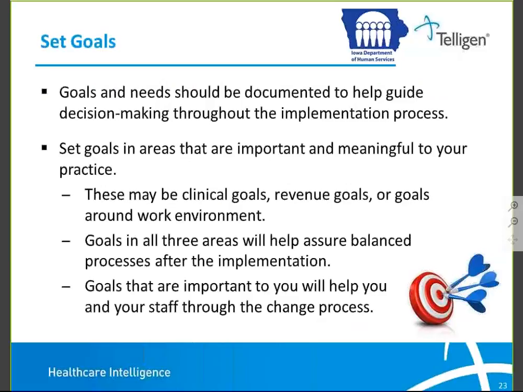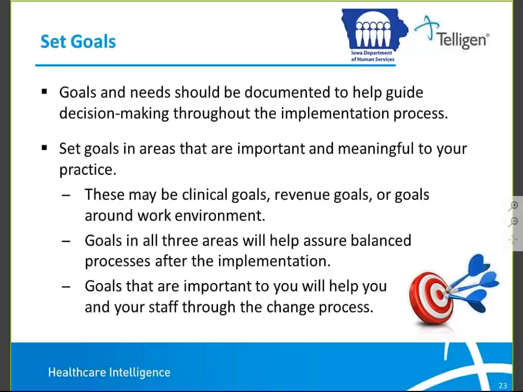Set your goals. Very, very important. Goals and needs should be documented to help guide decision-making throughout the implementation process. You want to set goals in areas that are important and meaningful to your practice. These may be clinical goals, revenue goals, or goals around work environment. Goals in all three areas will help assure balanced processes after the implementation. And goals that are important to you will help you and your staff through the change process. So make this process your own.